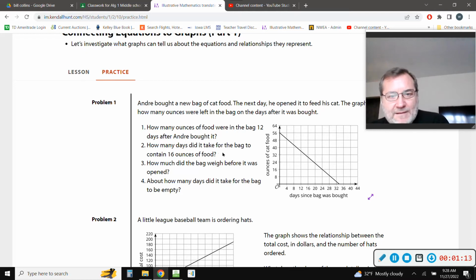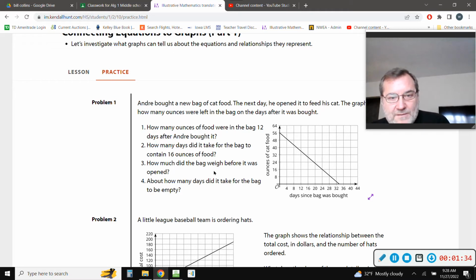So you should have about 36 ounces here. How many days did it take for the bag to contain 16 ounces of food? So if we go here, we know that we have 16 ounces of food. We want to find the number of days. We can start on the ounces of food this time, follow to the right. Looks like about right here, come down, and it looks like it's 24 days. 24 days into this, he's got 16 ounces of food left.